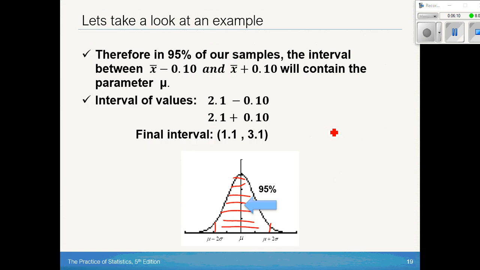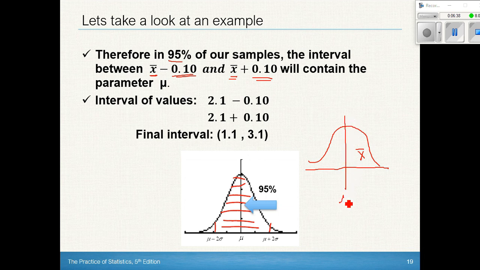All right, so therefore, in 95% of our samples, the interval between your sample minus 2 standard deviations and your sample plus 2 standard deviations is going to contain the population mean. Basically what that's saying is, let's say I went out and gathered a sample. Here's my X bar, and here's my population mean. I gathered this sample, but I'm not 100% sure if that's my population mean. My population mean could be a little bit higher or a little bit lower.